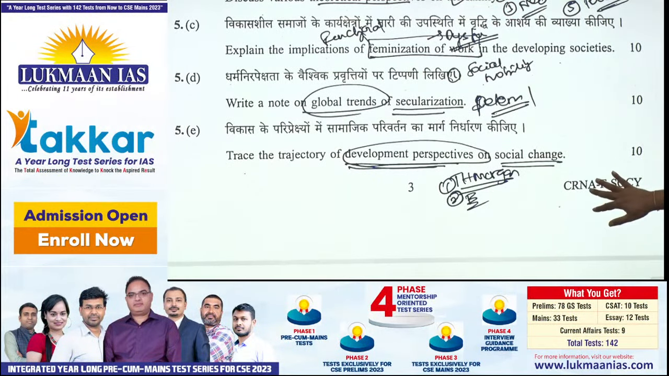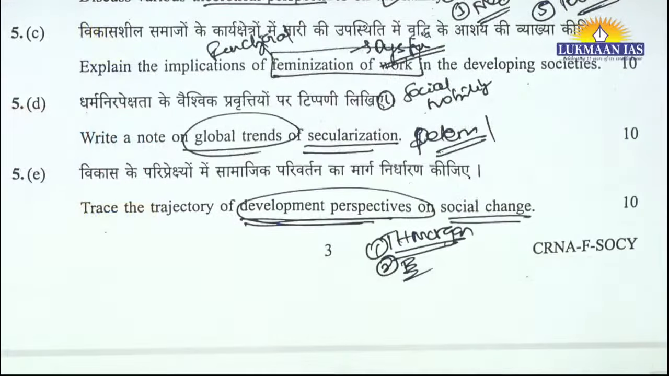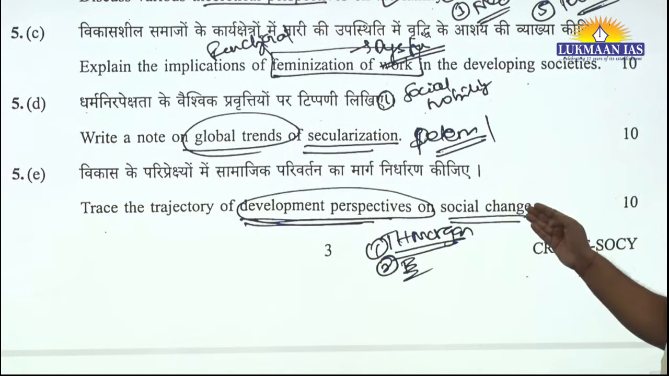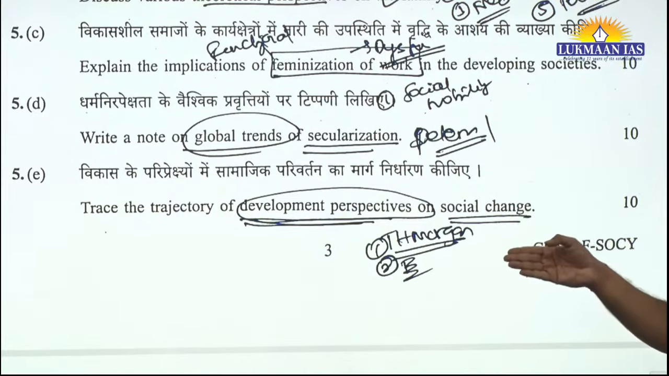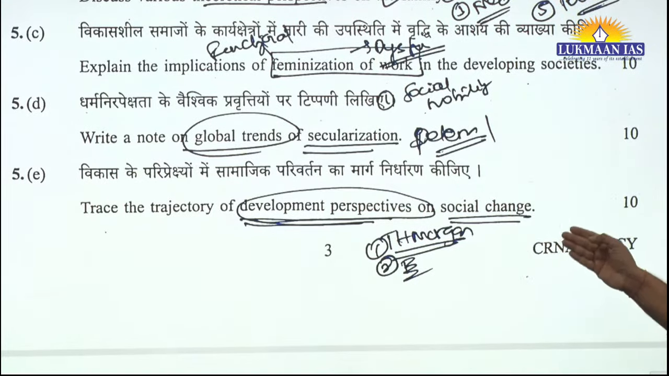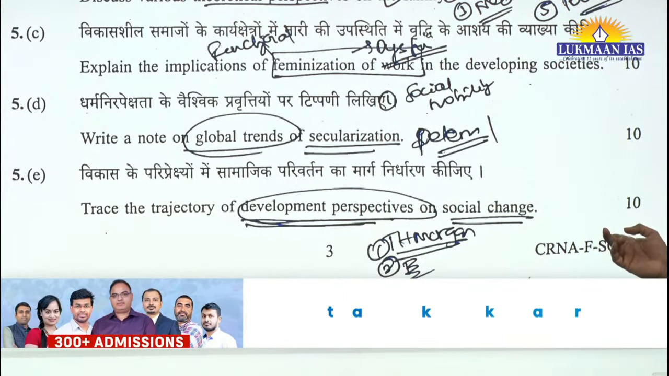Further, trace the trajectory of developmental perspective on social change. Though it is a straightforward question, you see the content that you have and how you will be adjusting that content in 10 marks. That is the more important point.